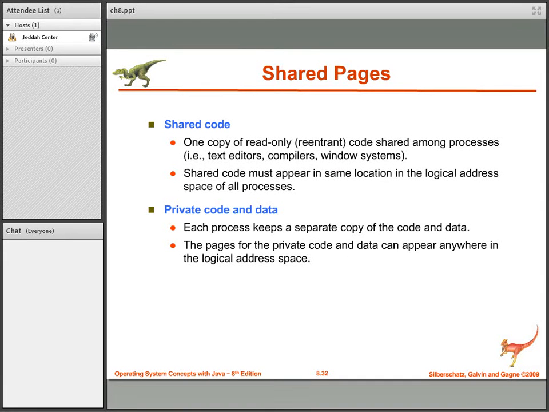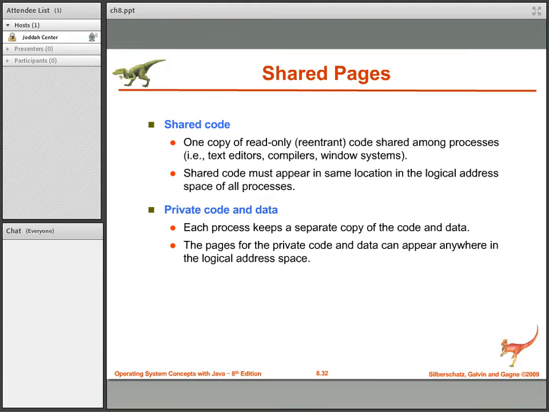Shared pages. What is a shared code? One copy of the read-only code shared among processes. When you have one copy of the read-only code, the reentrant code as it is sometimes called, shared amongst the processes, then it is shared code.